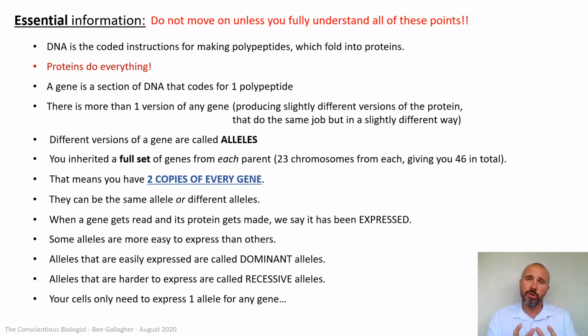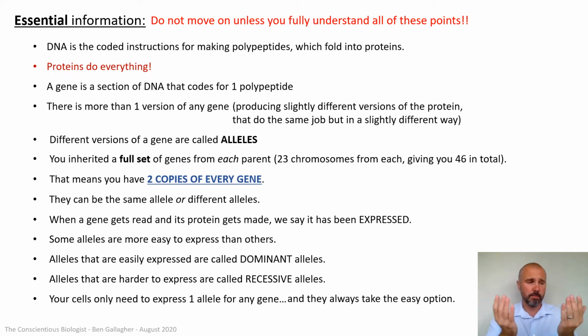Now, your cell only needs to express one allele for any gene. I only need to follow my mum's one or my dad's one to have the proteins that perform the function I need. But this is the vital bit. Your cells will always take the easy option when it comes to the two copies. I'm going to try and make this a bit more clear by putting a little diagram above my head, as if the gene was a form of greeting and the alleles are different forms of a greeting.